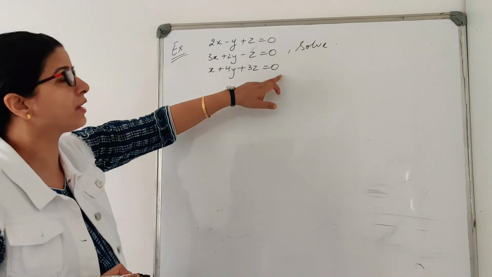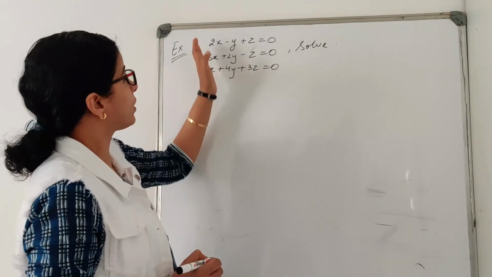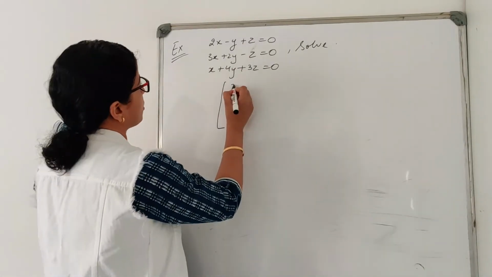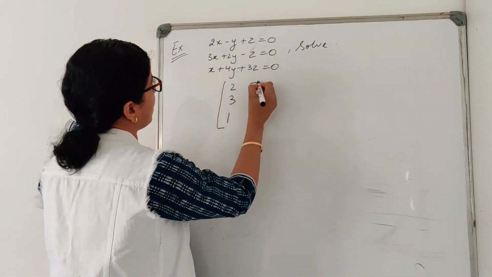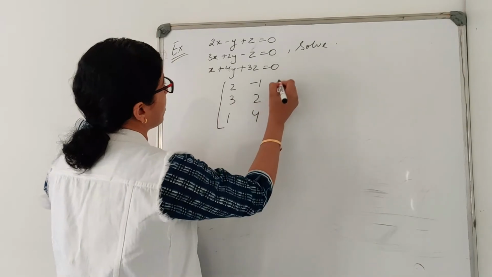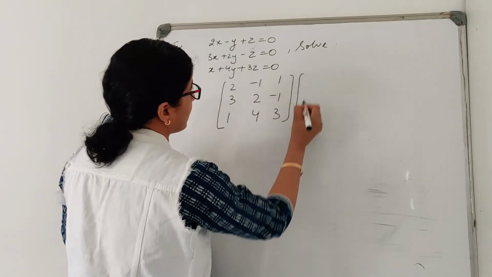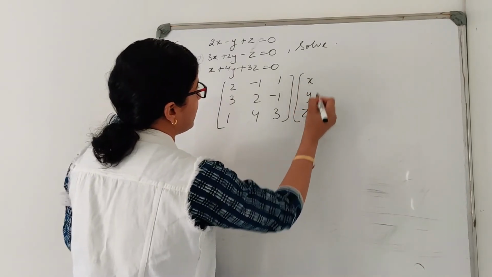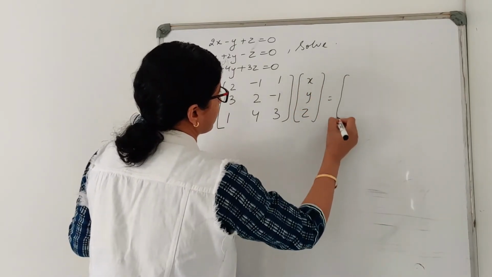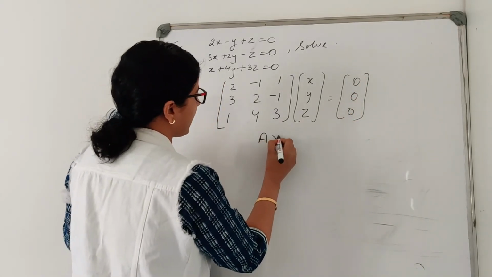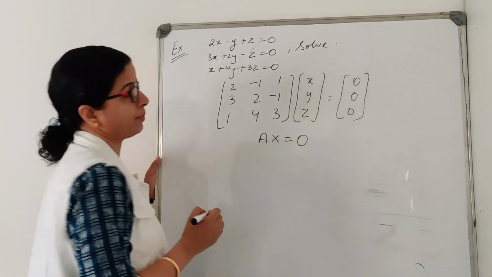Because, see, I don't have any constant terms over here. So now what we are going to do, first of all, we will arrange it in the matrix equation. So [2, 3, 1; -1, 2, 4; 1, -1, 3], and here is my x, y, z, and here is 0, 0, 0, right? So it is of the form Ax = 0, the null matrix.